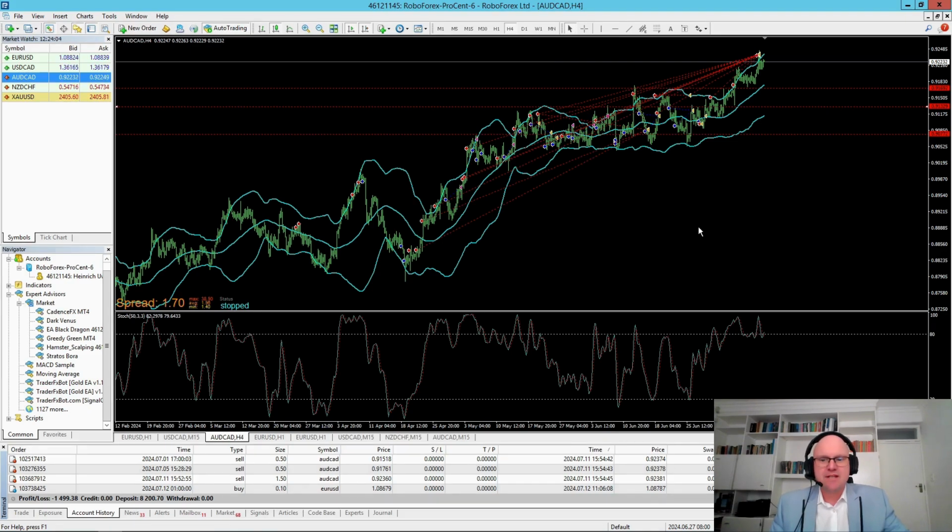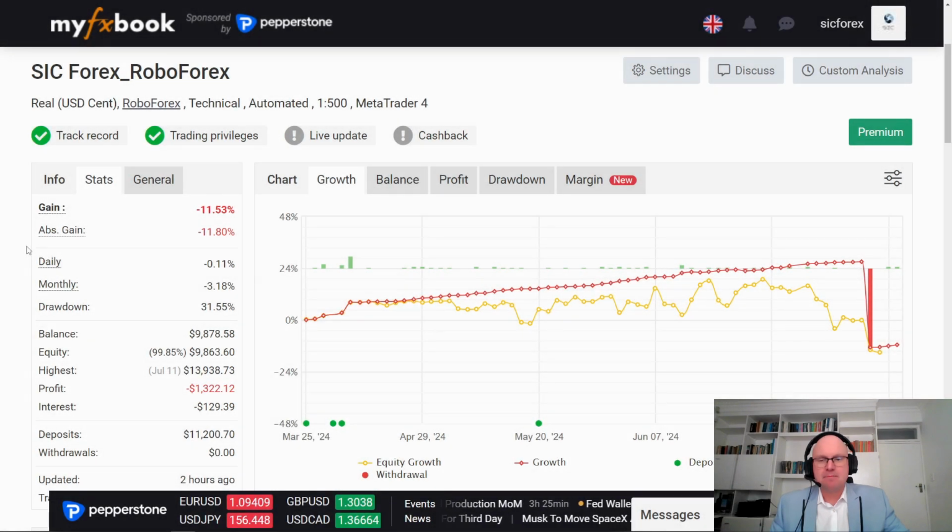It is important that we have a drawdown reduction algorithm as a part of our trading process. So if we take a deeper look at the myfxbook for the RoboForex account, which is currently at a negative absolute gain of 11.8%, we'll see there is a process of recovery that hopefully these other two robots will satisfy.